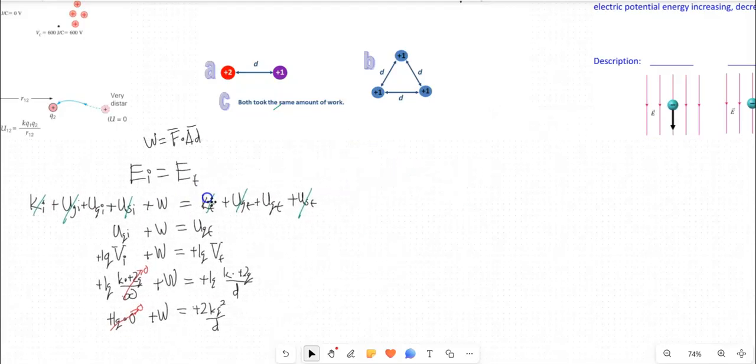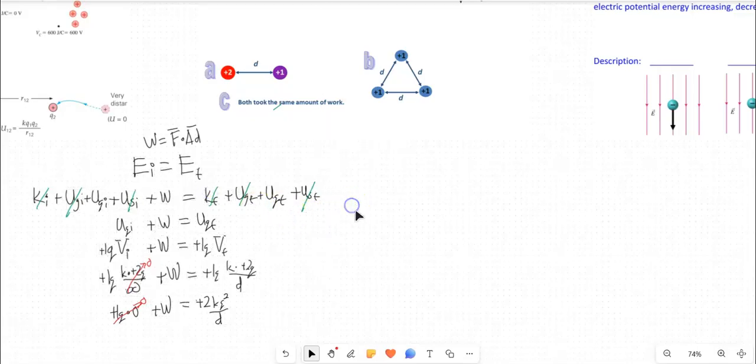Now I'm going to move that to the side, and I'm going to do this part again. Actually, I'm going to do all the way to this part.